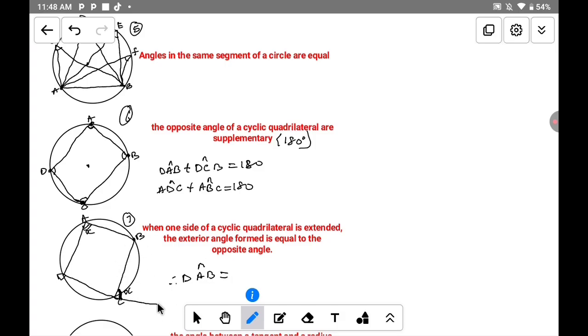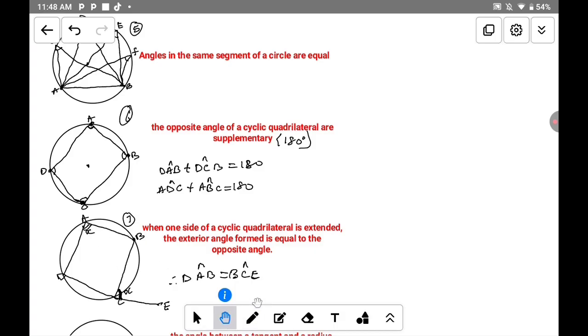Let me say that the extended angle here is E. It is extended more to form another line, so the angle BCE is equal to angle DAB. You can state that it is because the exterior angle formed is equal to the opposite interior angle. That is the circle rule: when one of the sides is extended, the exterior angle is equal to the opposite interior angle. That is our use of that.